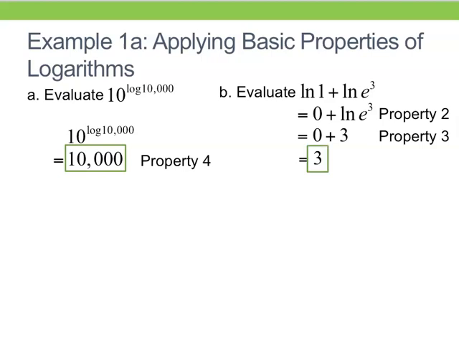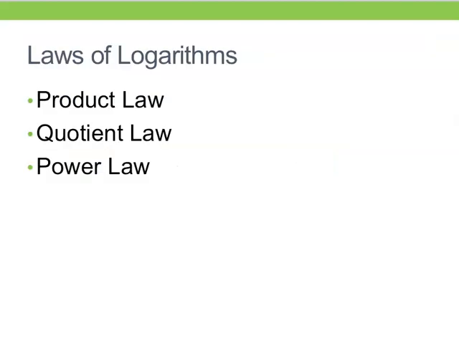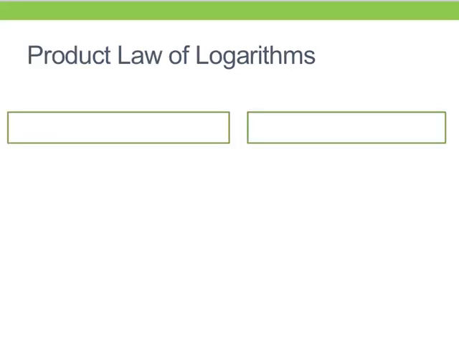Okay, so those are the basic properties of logarithms. Now we're going to move on to the laws of logarithms. There are 3 of these: the product law, the quotient law, and the power law. So first we'll start with the product law.